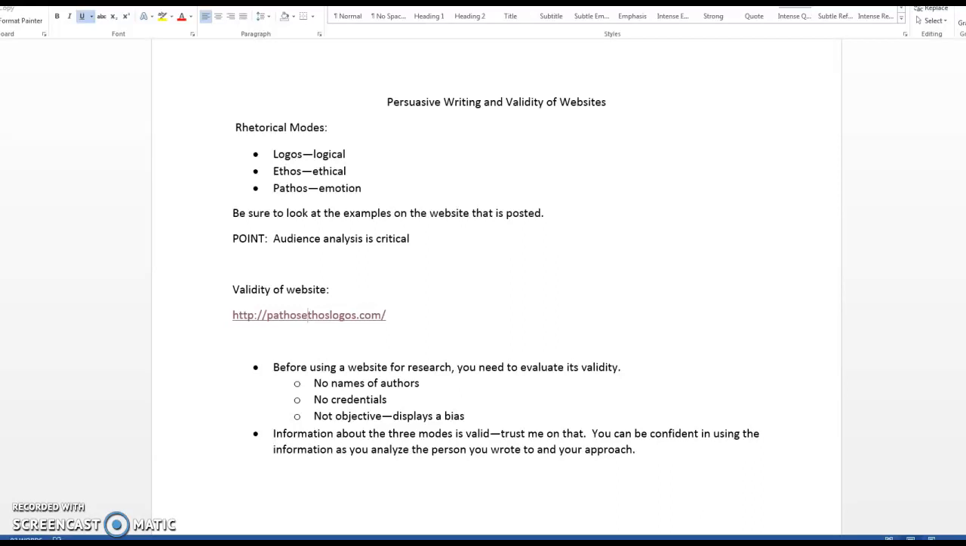I just want to do a little mini lecture on persuasion and the validity of websites, because persuasive writing is the key to all writing, whether you realize it or not. Anything you write is persuasive. Even if you're writing to a friend, maybe you're trying to persuade them to go see a movie, or look at different fashion styles, like this is really neat. This is persuasion. Everything you do is persuasion.